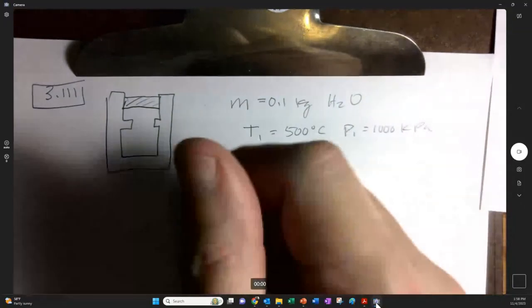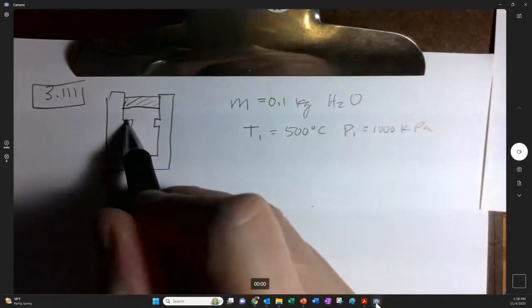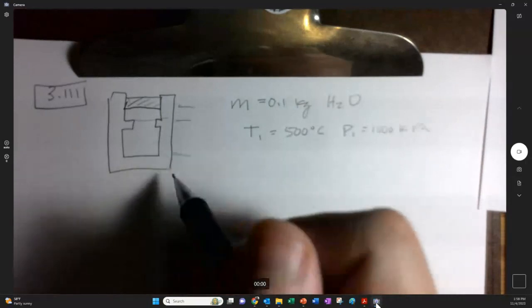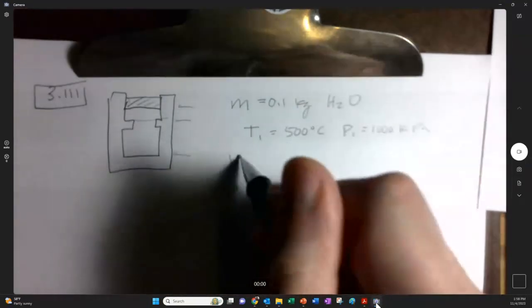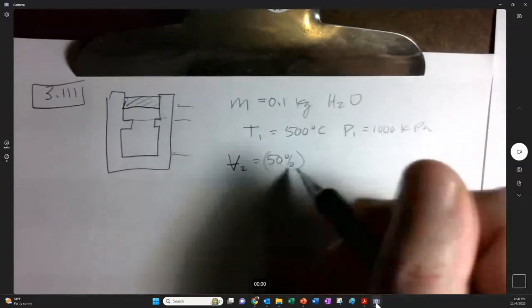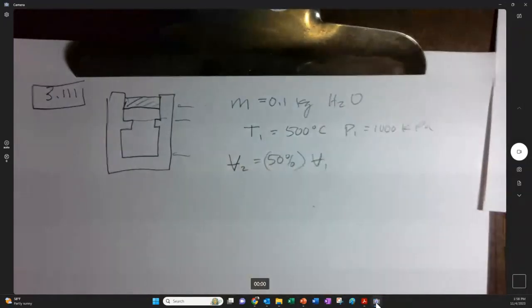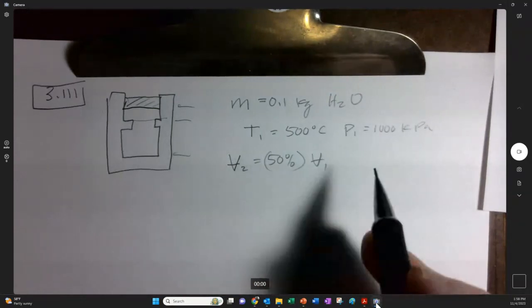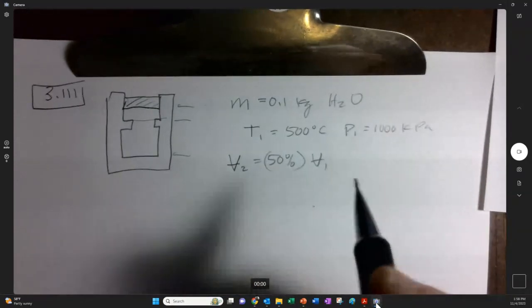And they say that this thing stops at about 50% of the way down. So not drawn to scale, but you could say that V2 is equal to 50% of V1. Right. So these stoppers come in there. The water cools to room temperature.